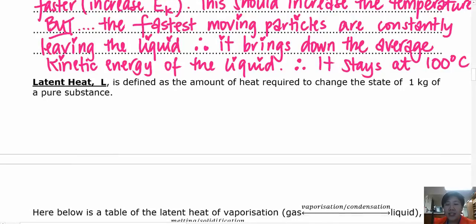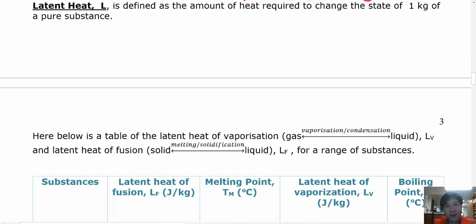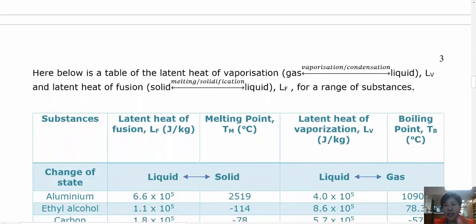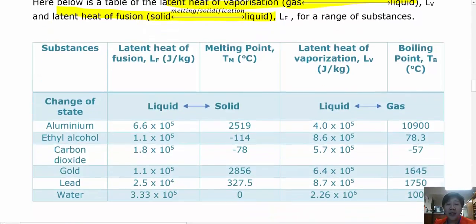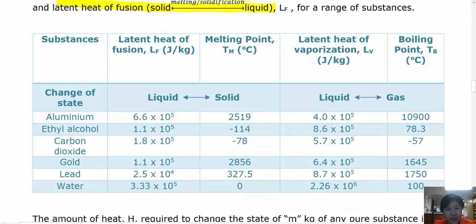So, in terms of converting between different states, we have latent heat of vaporization, which focuses on the transition between gas and liquid, as you can see here. I've written that down for you, as well as converting between solid and liquid, and we call it the latent heat of fusion. So there are really just two names for latent heat that considers the changes between the two different states. Here in this table, I've got a list of a whole bunch of materials that have various latent heats, as well as various melting points and boiling points for your reference. Those melting points and boiling points are obviously at atmospheric pressure.